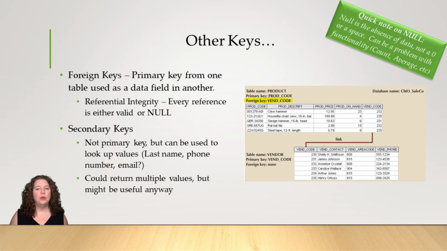So last name, phone number, date of birth, email address, to be able to return values. They might accidentally return multiple values, but that might be okay. Because for the purposes of the application, if I'm doing a quick search on all of the students that were born in January, that's something I might use to look up something.